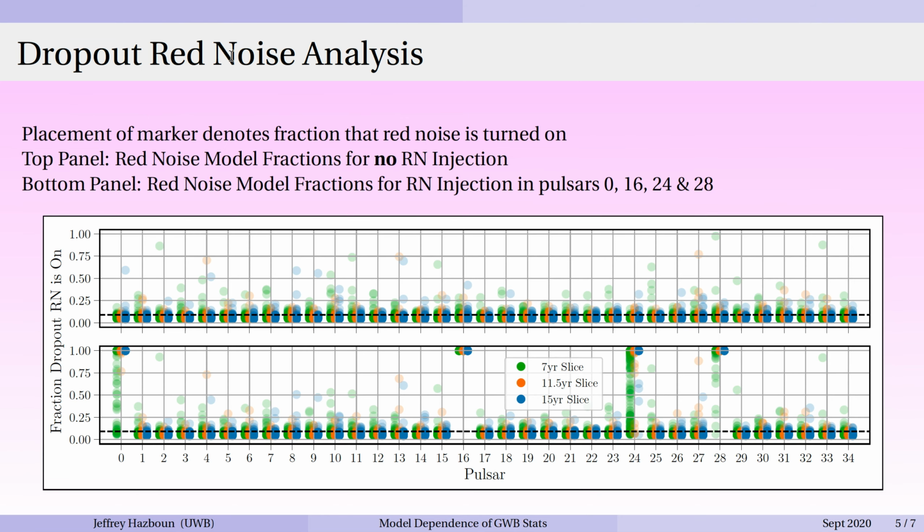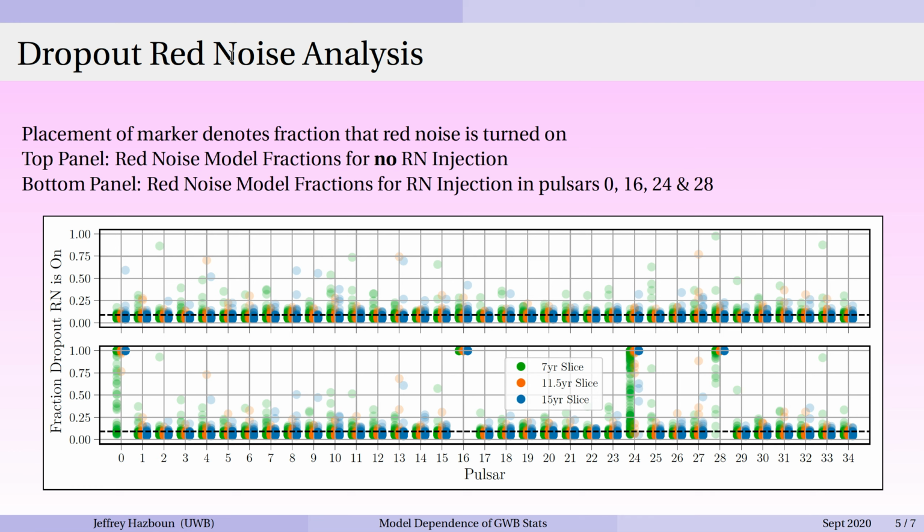Okay, this is a summary of the dropout analysis. I'm going to go through this one quickly and show you the real data in a second. But basically, the dots tell us, from where they are vertically, how often the dropout red noise model is turned on. So if the dot is at the top, it's at 1. It's turned on all the time, and if it's at the bottom at 0, then it's turned on none of the time.